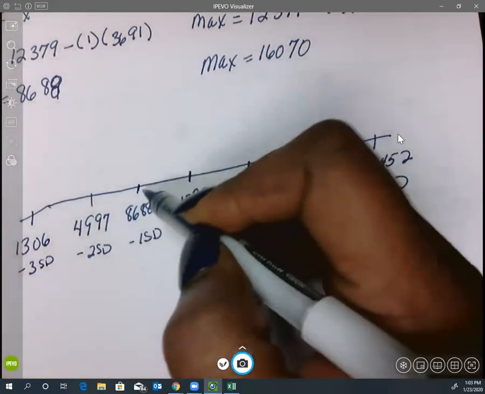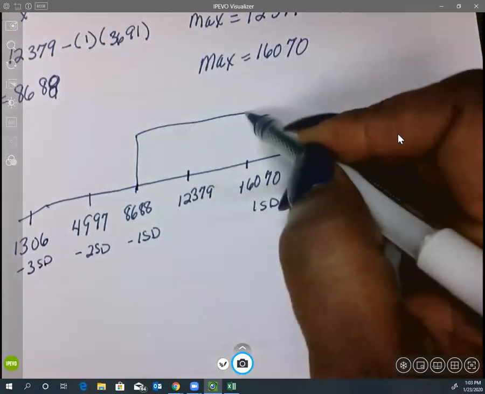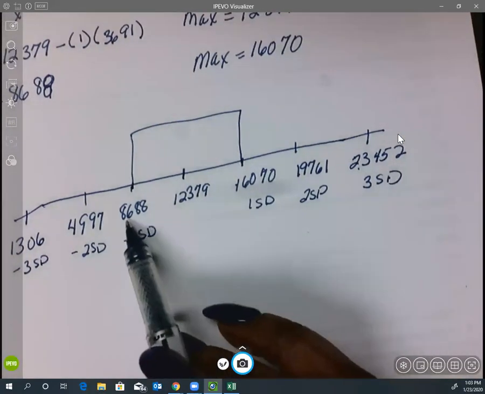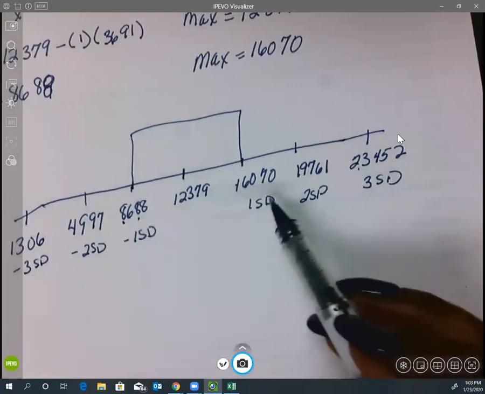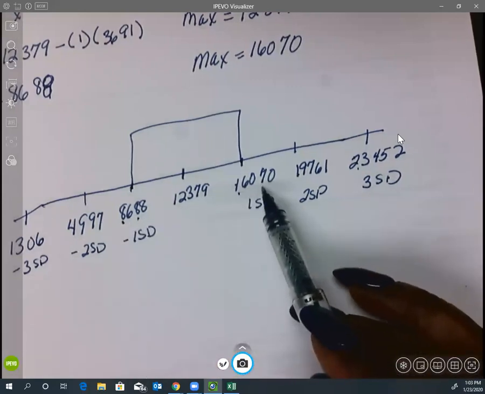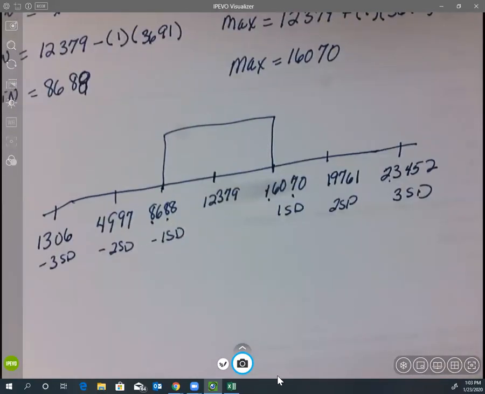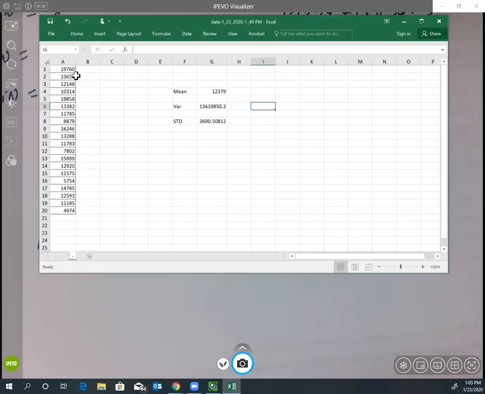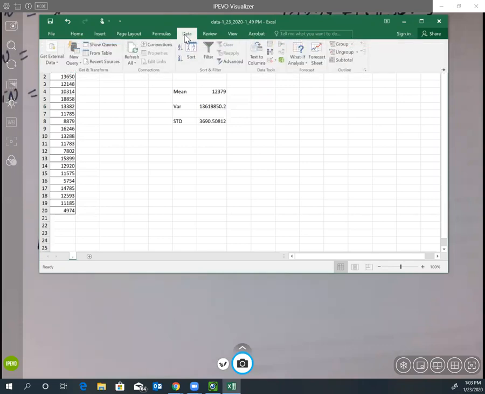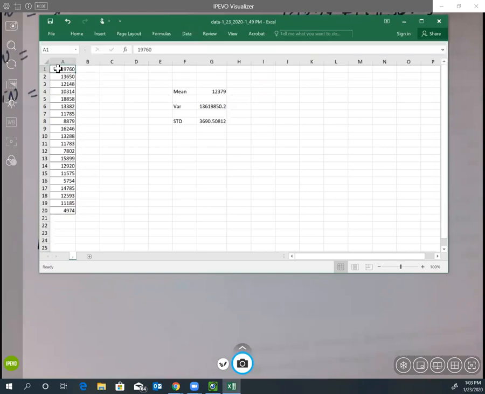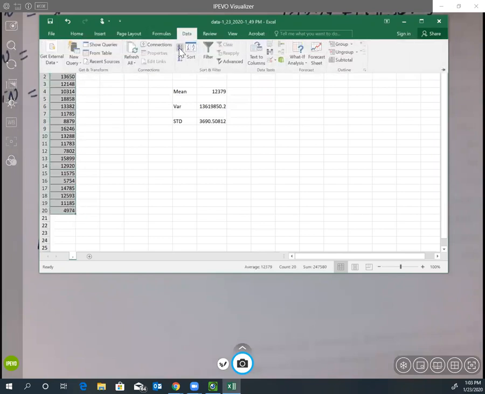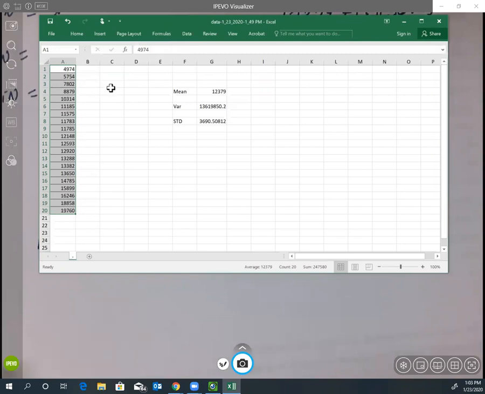All right, so we're looking for one standard deviation. How many data entries lie between 8,688 and 16,070? So if you go back to your data set, is it in order? No, it's not in order. All right, so we want to sort the data. See if I can remember how to do this. Sort my data. All right, now it's in order.